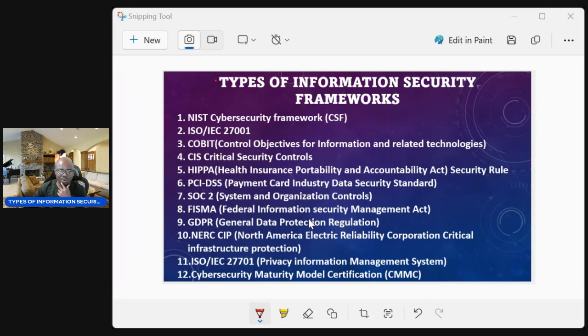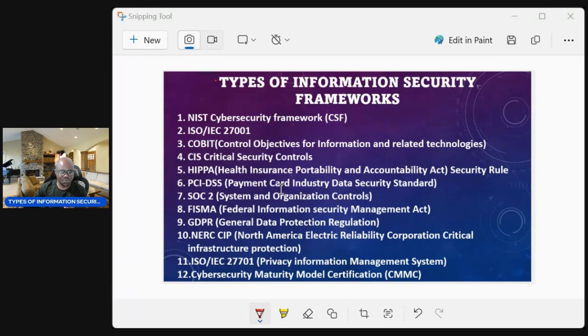Number 3 framework is COBIT. What is COBIT? Control Objectives for Information and Related Technologies. And who developed it? It was developed by ISACA. And what is the focus of this COBIT framework? It focuses on IT governance and management.